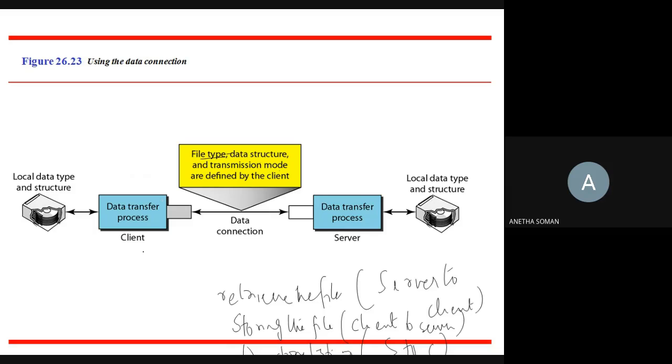All these are defined by the client. File type, in the sense, usually FTP can transfer files sometimes if the file is of the form ASCII file, EBCDIC file, or an image file.